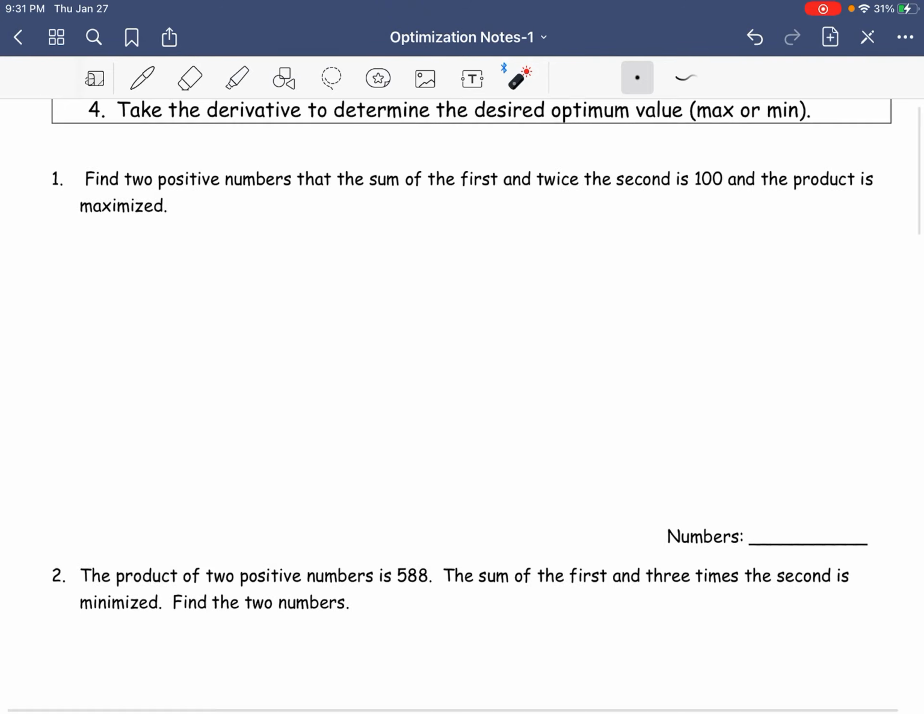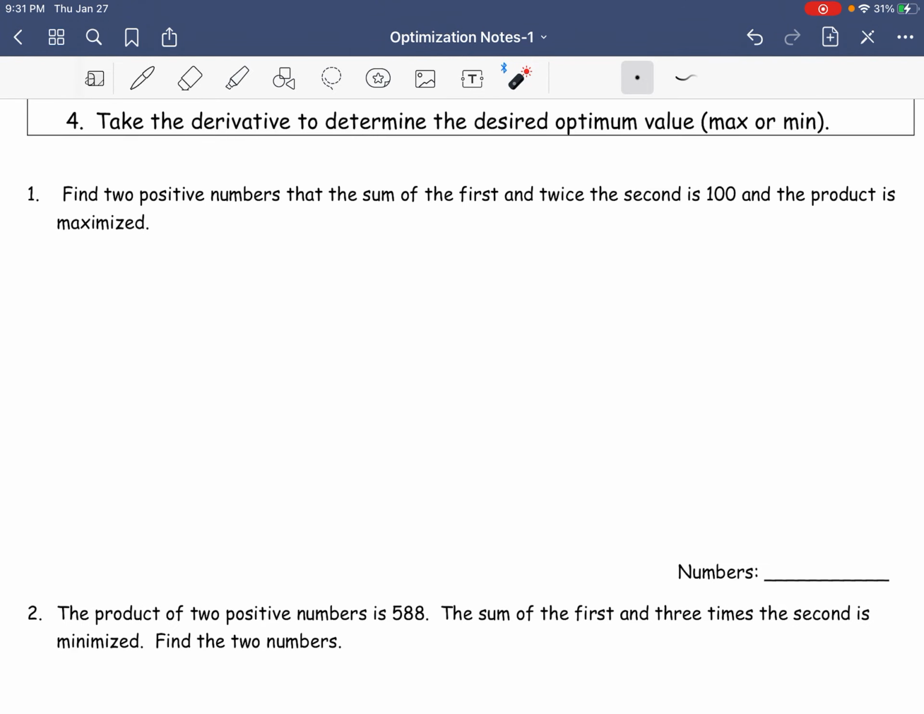Problem 1. Find two positive numbers such that the sum of the first and twice the second is 100. So let's go ahead and write that down. The sum of the first number, we don't know what it is, we can call it x, plus twice the second number, we'll call it y, equals 100. And then it says that the product is maximized. It's really important to decide what is being maximized or minimized. In this case, it's the product.